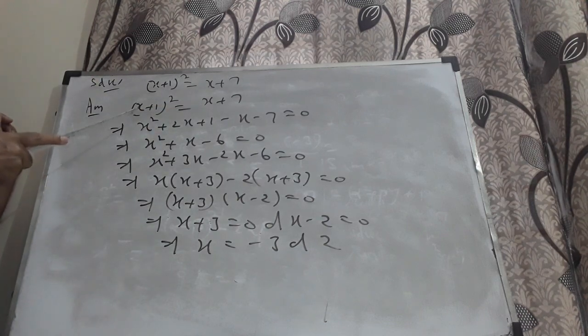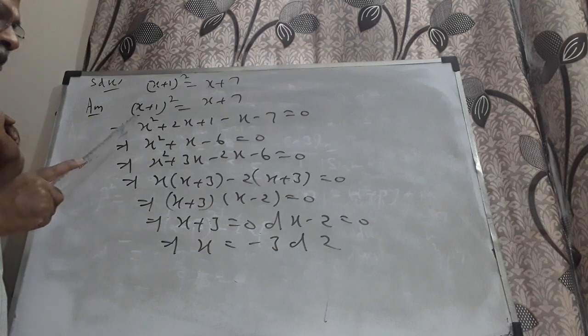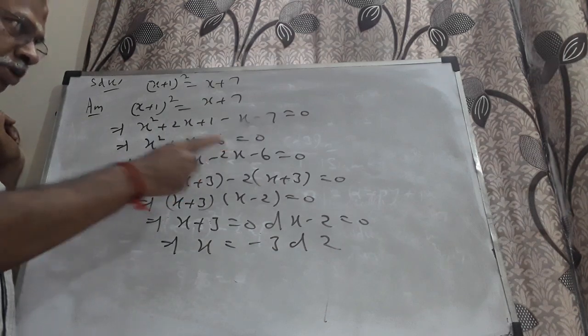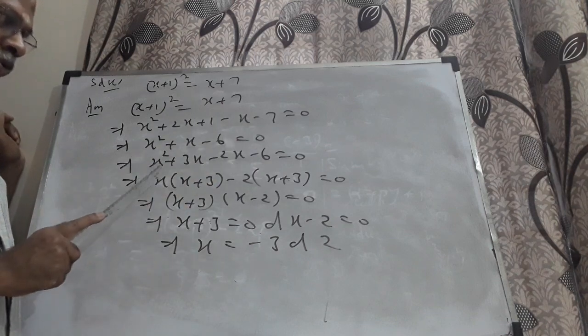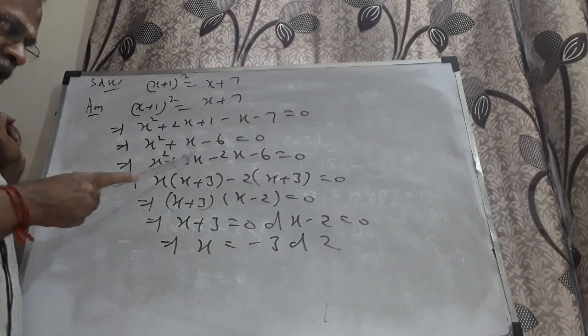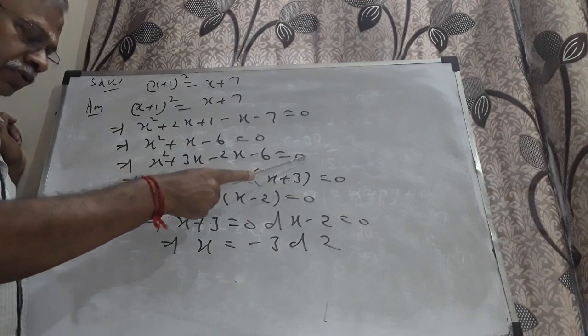Let me repeat. (x plus 1) whole square is equal to x plus 7. x square plus 2x plus 1 minus x, I am bringing it to LHS. So x square plus x minus 6 is 0. I can split the middle term. x square plus 3x minus 2x minus 6 is 0.